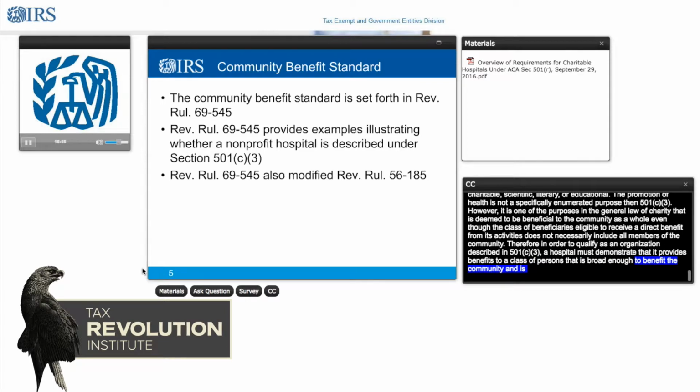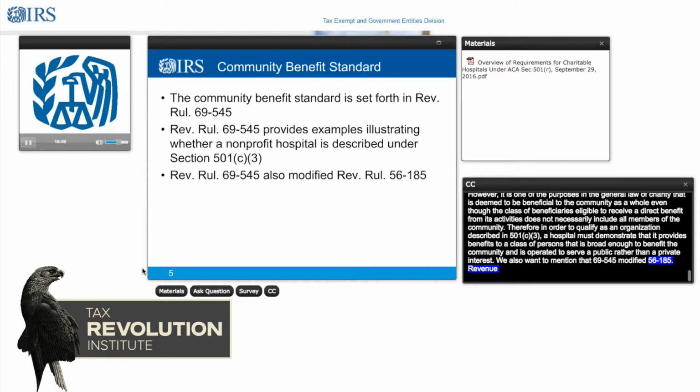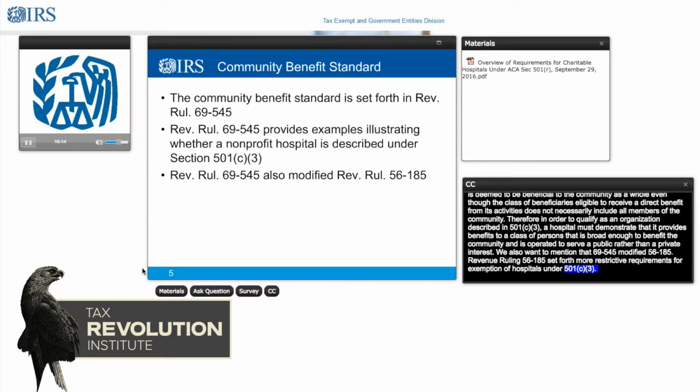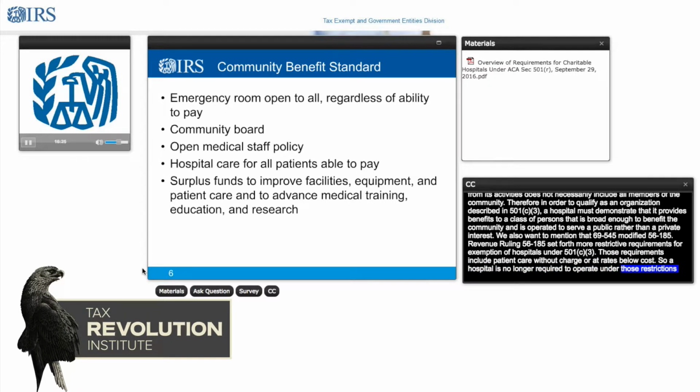We also want to mention that Rev. Ruling 69-545 modified Rev. Ruling 56-185. Revenue Ruling 56-185 set forth more restrictive requirements for exemption of hospitals under Section 501(c)(3). Those requirements included patient care without charge or at rates below cost. Though a hospital is no longer required to operate under those restrictions, doing so continues to be a significant factor indicating that the hospital is operated for the benefit of the community. Now, Geoff is going to talk a bit about the specifics of Rev. Ruling 69-545.